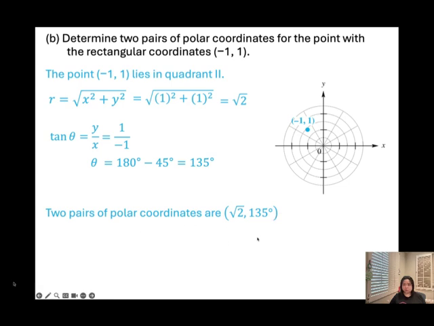What is the second one? For the second one, I'm going to take 135 degree and plus 180 again. Okay, plus 180, the half circle. And then I'll be using the negative r, so negative square root 2. Do your math. You should get another pair will be negative square root 2 and then 315 degree.